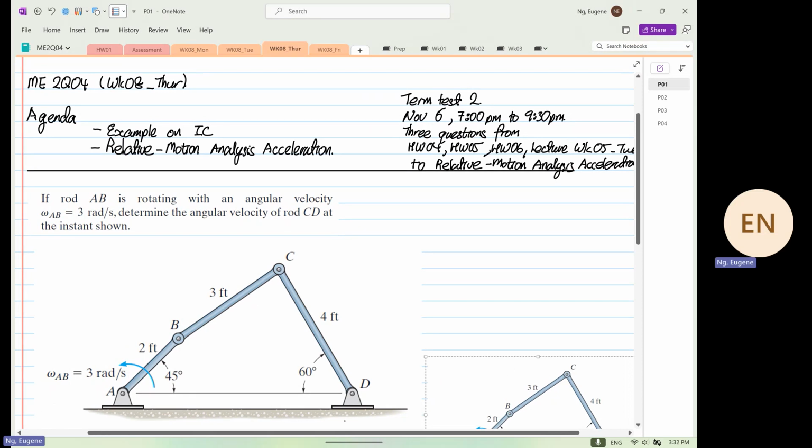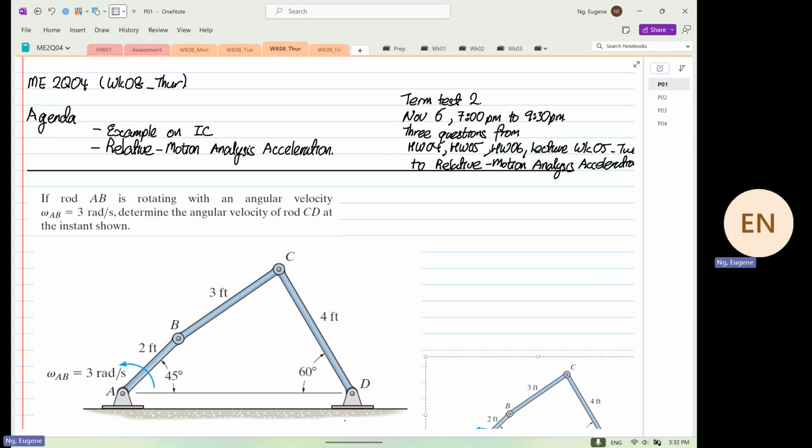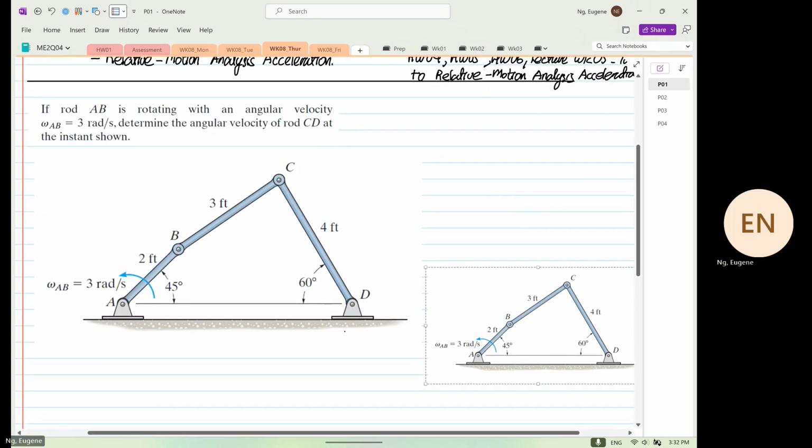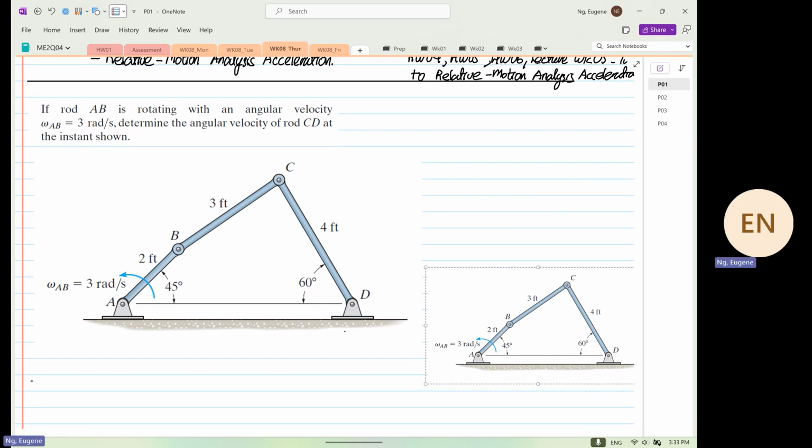So I'm going to start from the very beginning again. Okay, if the rod AB is rotating with an angular velocity omega AB, 3 radians per second, determine the angular velocity of the rod at the instant shown. So for this question, it's ideal to use the instantaneous center method.